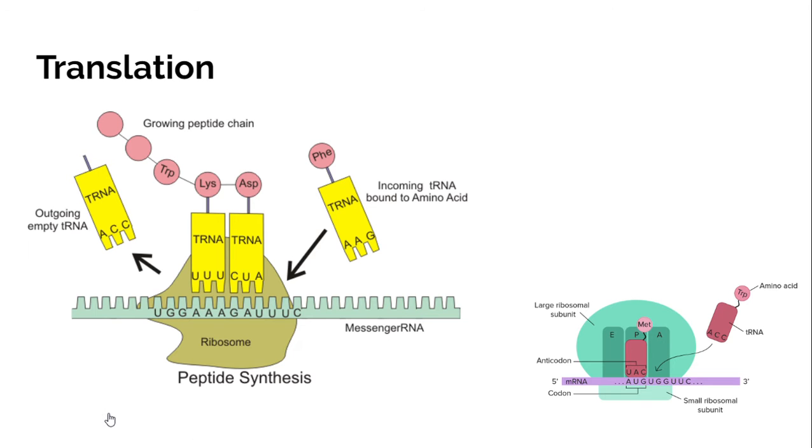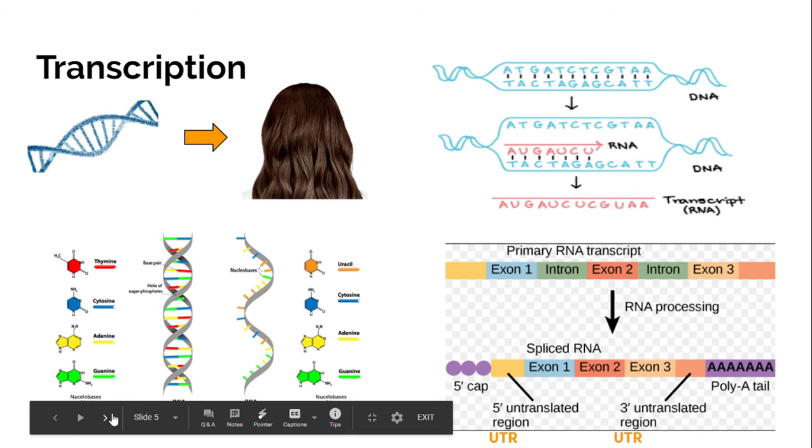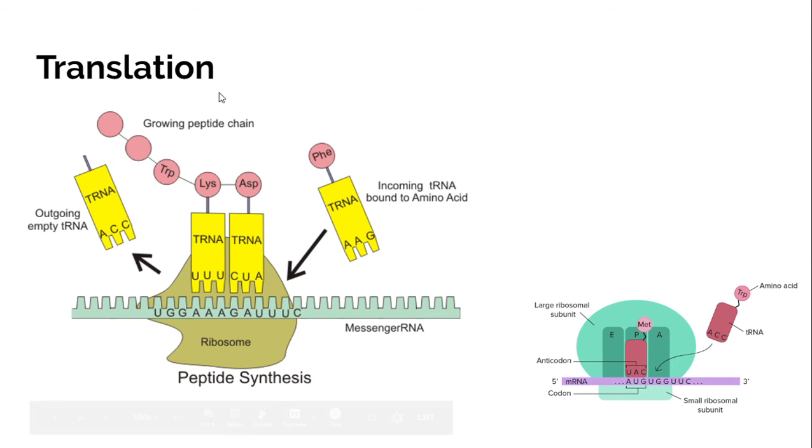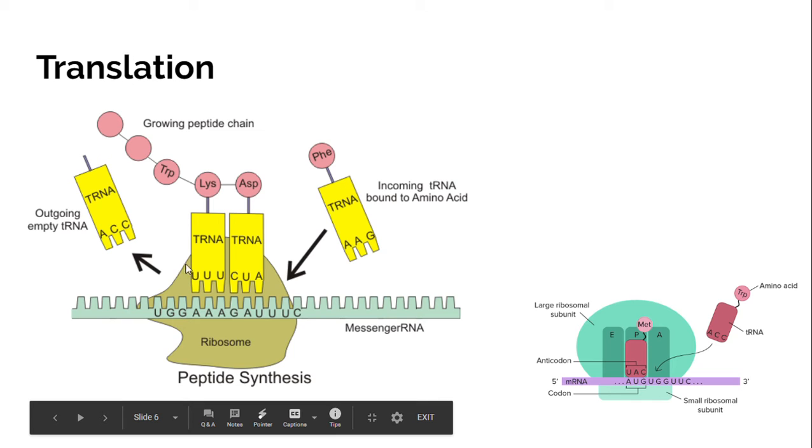So after all this modification has been done to the mRNA with the splicing out the introns and all the caps put on to each side, the mRNA is now ready to exit the nucleus. So it will exit the nucleus so that it can attach to a ribosome, which will use the instructions that the mRNA has in order to create the actual proteins.